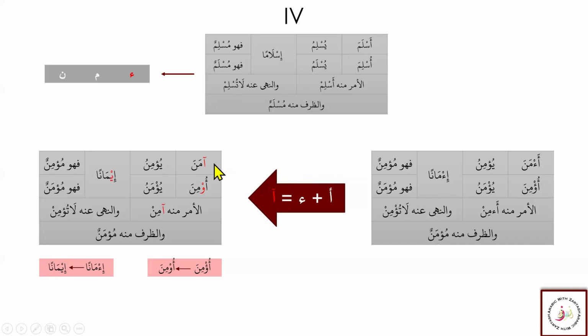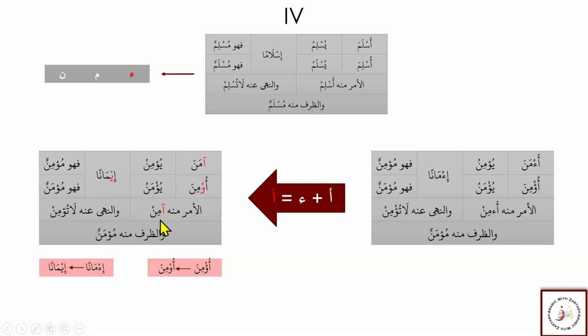Amana Yuminu becomes Aamana. Again, you can see here following the rules, that when we see a dhamma, this becomes a Waw, and we know that this Hamza will change into the Waw. Umina becomes Uumina because of the flow in the fluency. Umina yuminu, imanan fahuwa mu'minun.